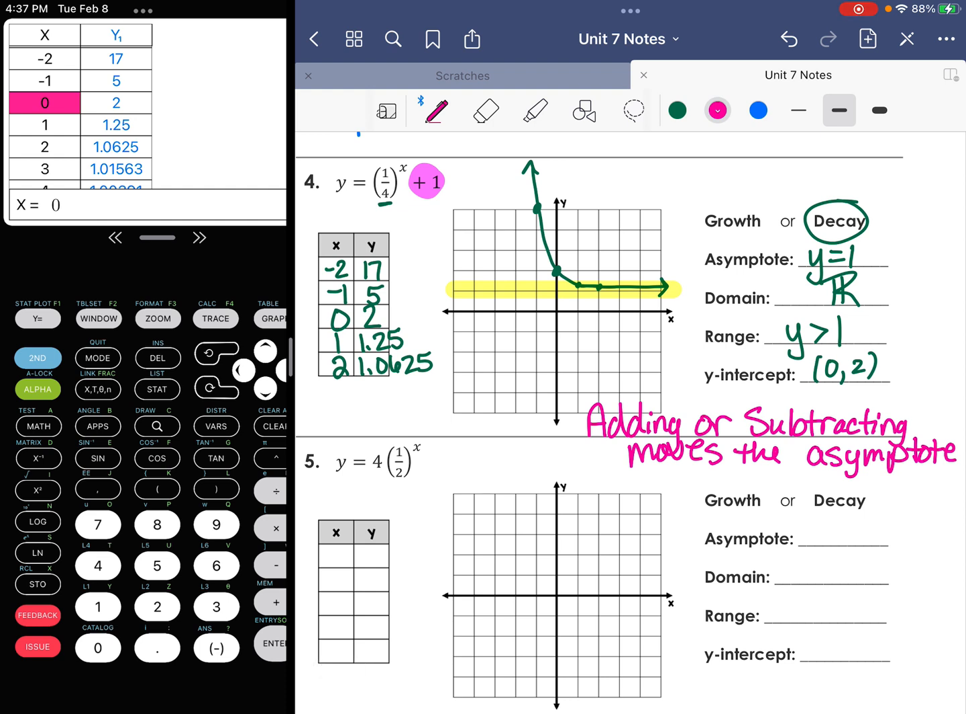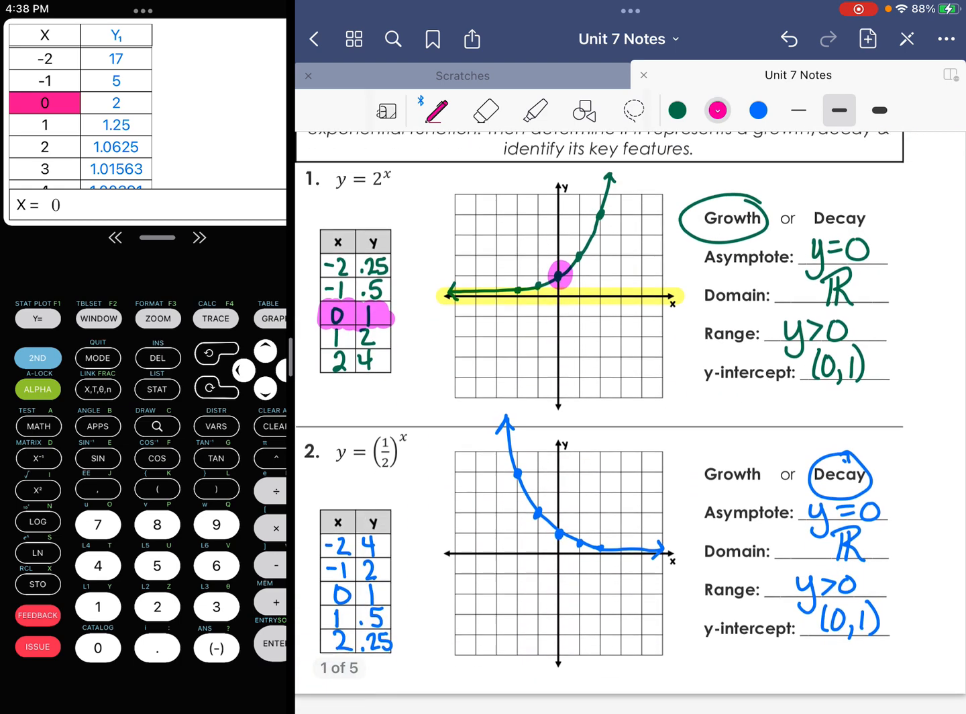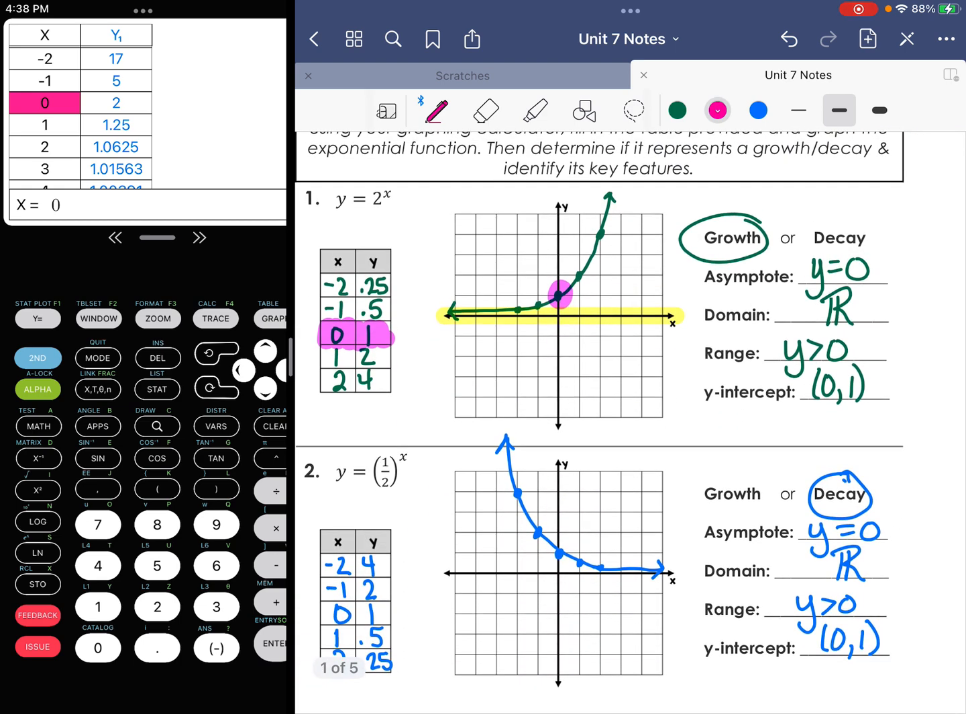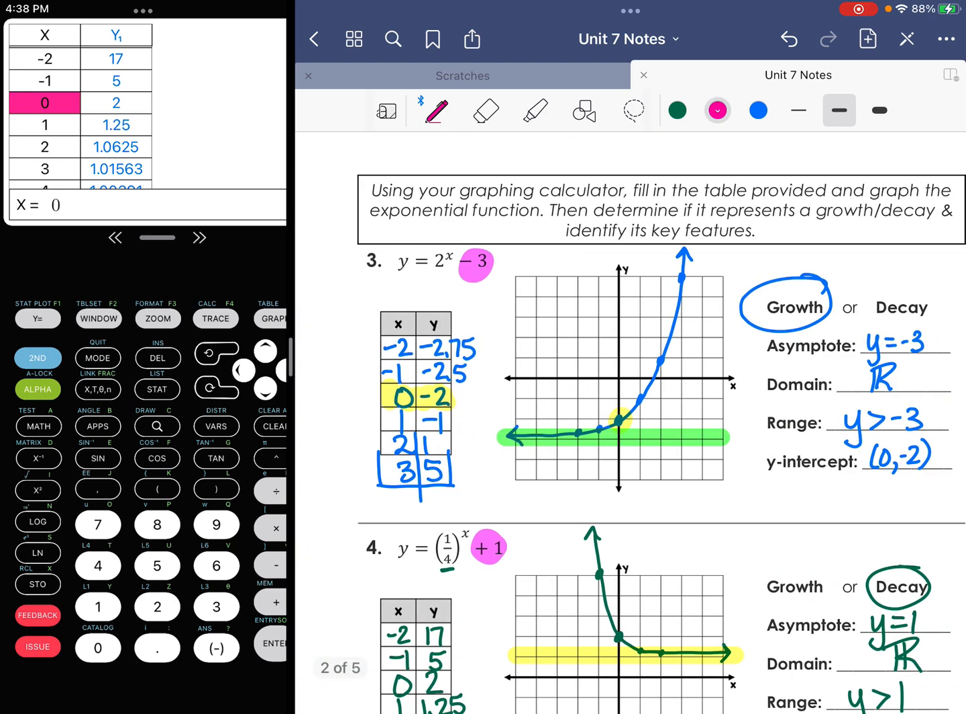The 4 at the beginning is an A. We have not had one with an A yet, but this one does have an A, and that changes it in a different way. What that makes it do is it makes it get taller more quickly. So you'll see that because we're going to be able to compare 4 times 1/2 to the x power to this previous one where we just did regular 1/2 to the x power.